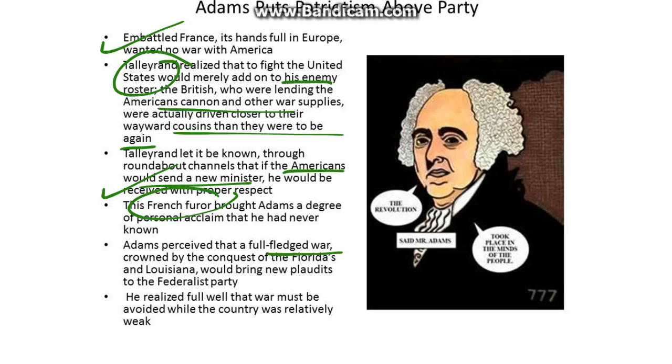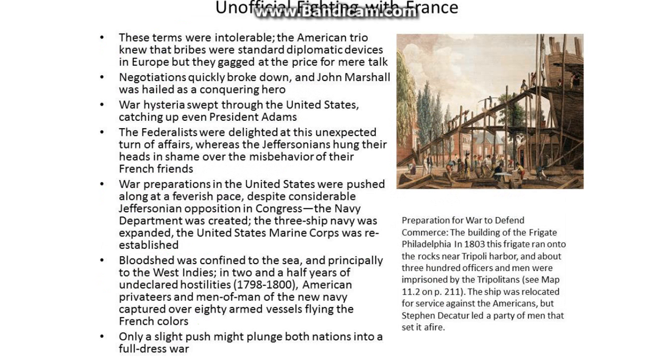Adams perceived that a full-fledged war, crowned by the conquest of Florida and Louisiana, would bring new applause to the Federalist Party. He realized full well that war must be avoided, though, while the country was relatively weak. The terms of Talleyrand's proposal were intolerable. The American trio knew that bribes were standard diplomatic devices in Europe, but they gagged at $250,000 just to talk to Talleyrand. Negotiations quickly broke down, and John Marshall was hailed as a conquering hero.